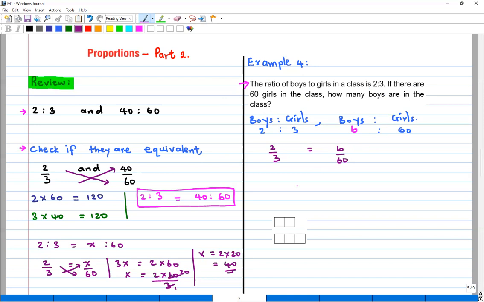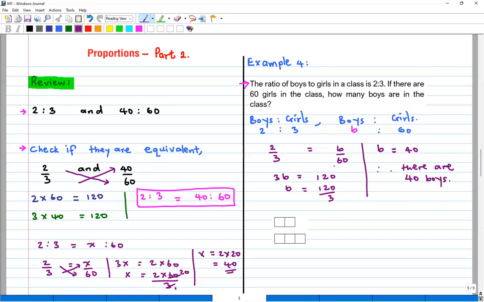So B times 3 gives us 3B, and 2 times 60 is 120. So B is equal to 120 divided by 3. So we come up with B equal to 40. Therefore, there are 40 boys in the class.